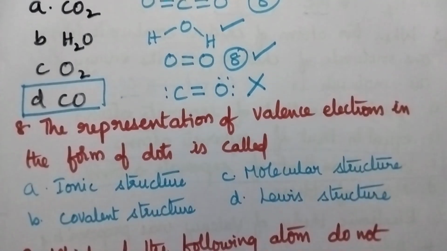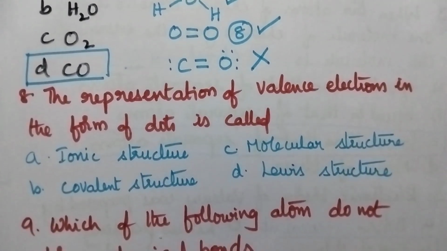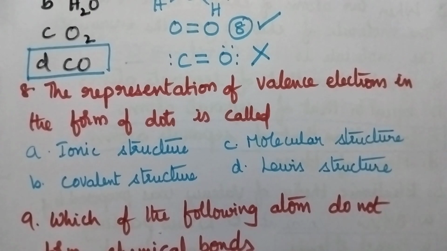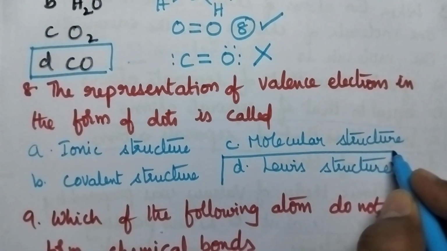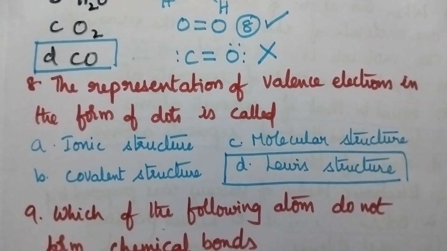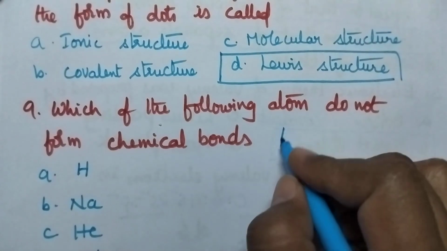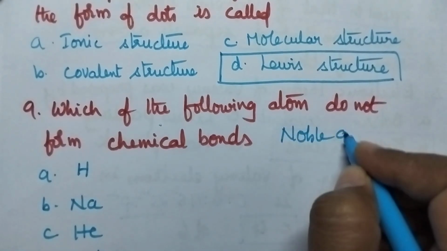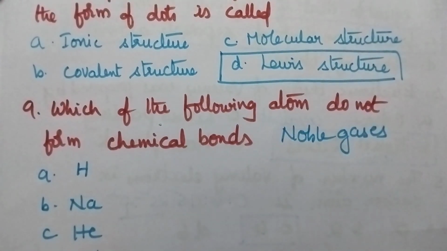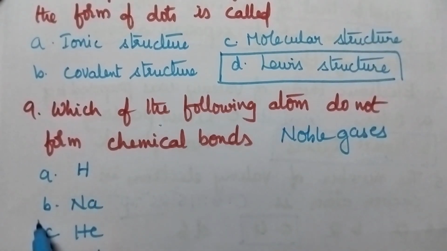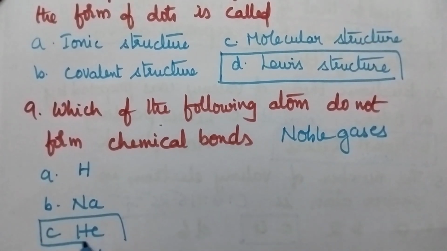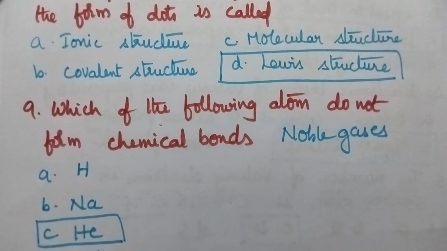The representation of valence electrons in the form of dots is called. So for the first time, Lewis introduced the dot model for the representation of valence electrons. So option D is the right answer. That is Lewis structure. Which of the following atoms do not form chemical bonds? Especially noble gases will not form chemical bonds. So coming to the options, here option C, helium, is a noble gas and hence it does not form chemical bonds.